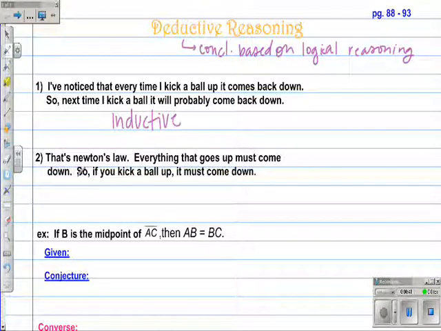Okay, the next one, well, that's Newton's law. Everything that goes up must come back down. So if you kick a ball up, it must come down. Based on the logic that we know and facts that we know, you're concluding that it will come back down. That would be your deductive reasoning.